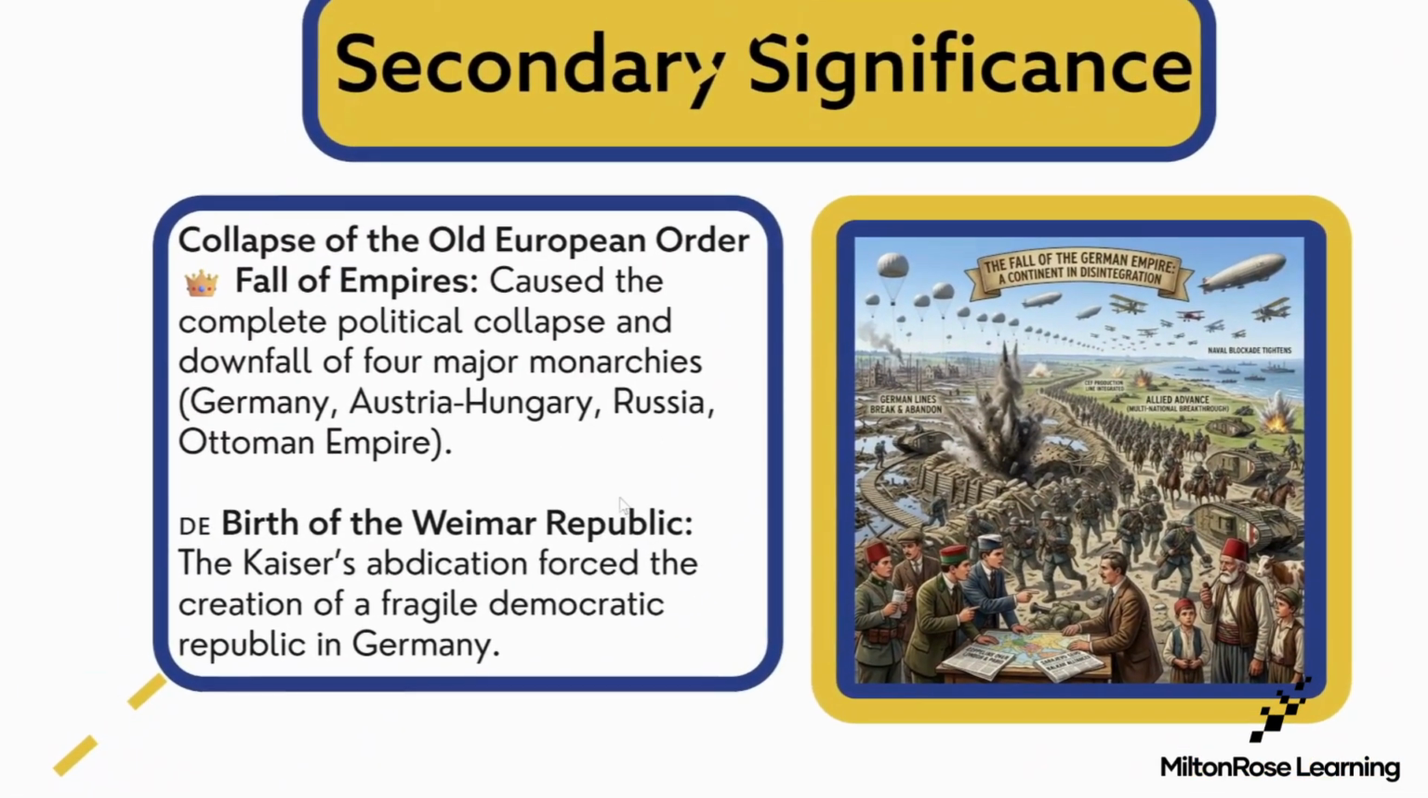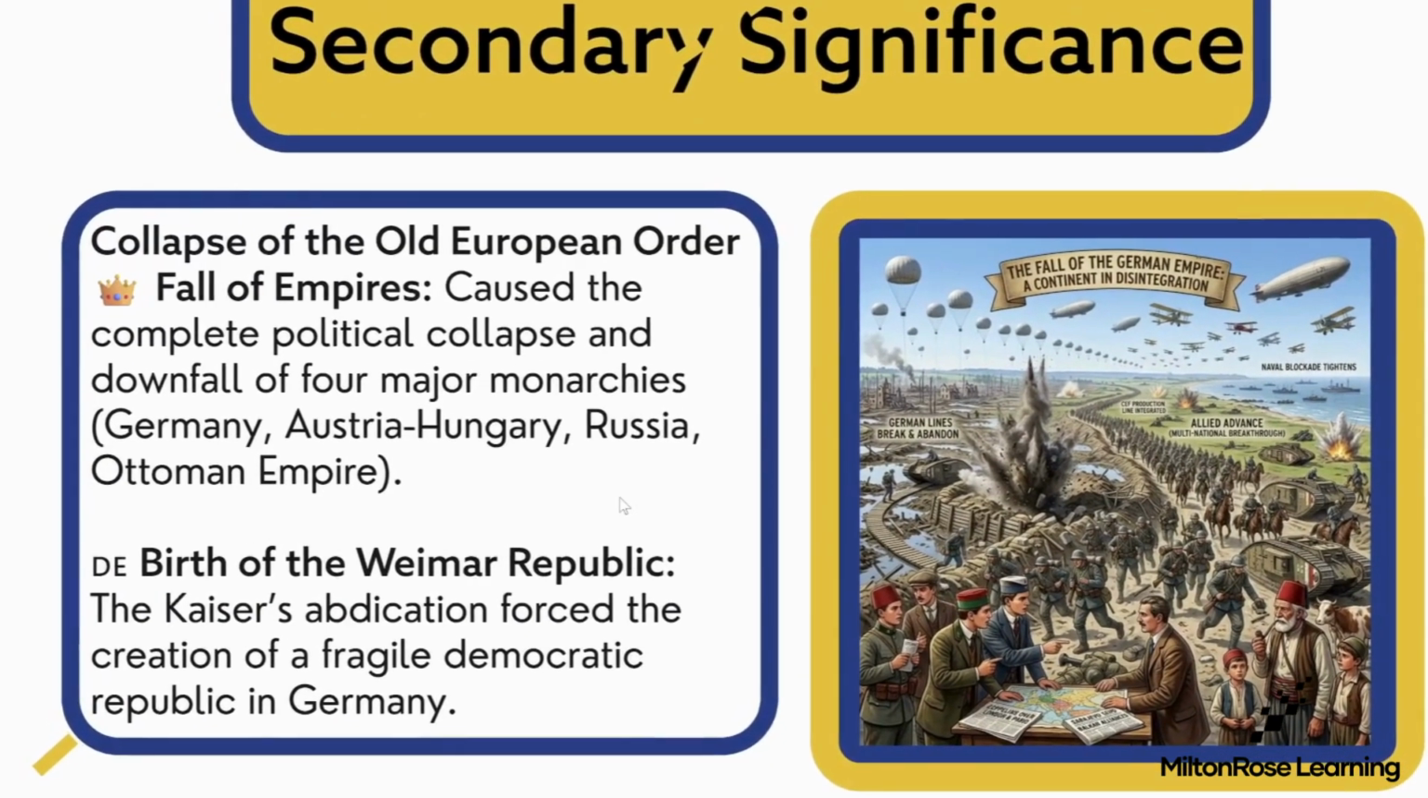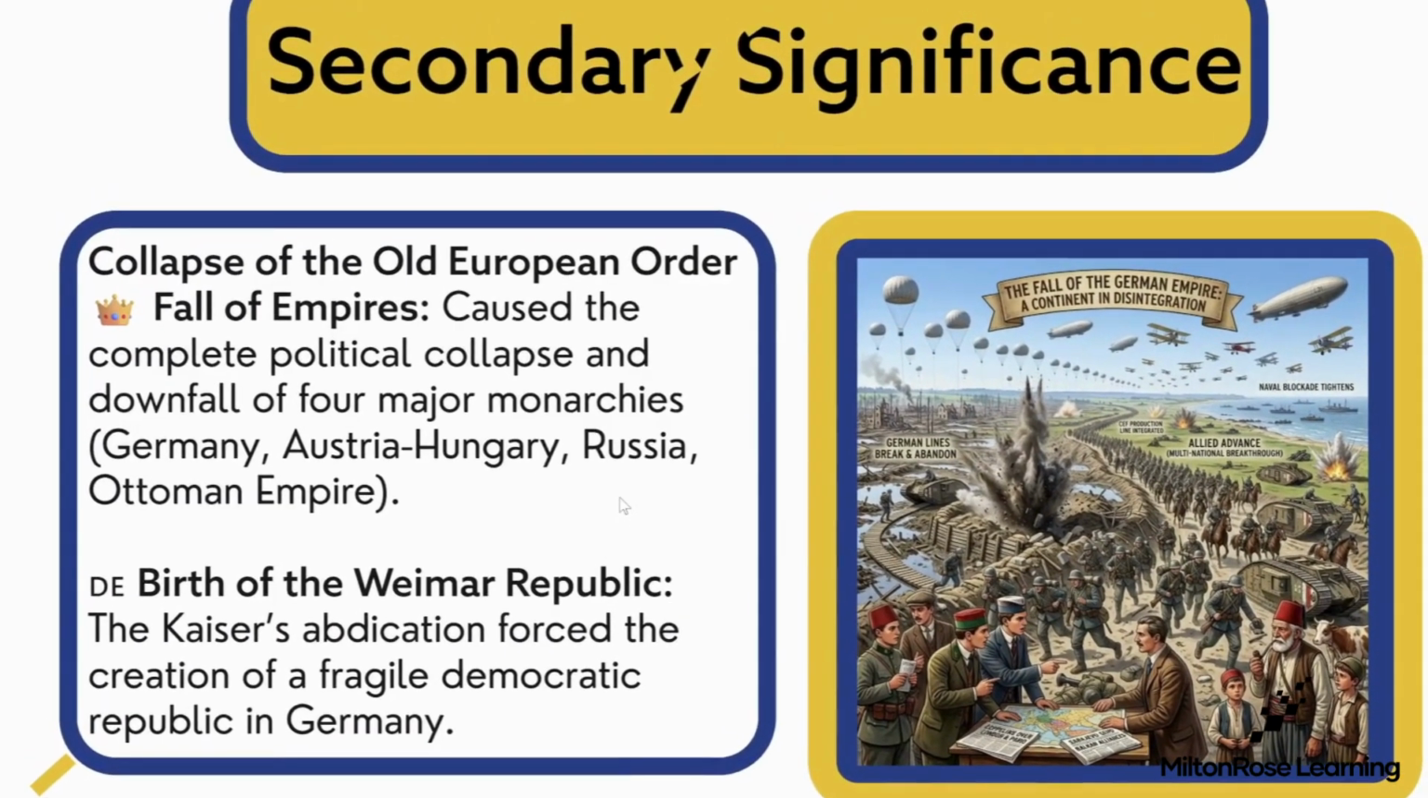In terms of secondary significance then, I would say the collapse of the old European order. So there was a fall of empires. It caused the complete political collapse and downfall of 4 major monarchies. Germany went democratic, Weimar Germany eventually. Austria-Hungary disintegrated. Russia overthrew the Tsar and turned communist. And the Ottoman Empire turned into basically what's now known as Turkey. So it was the graveyard of empires, massively.